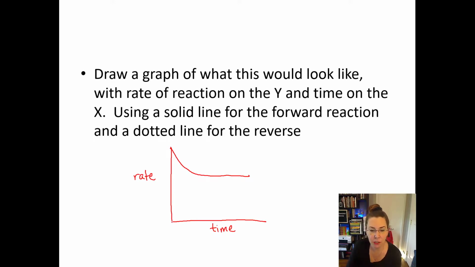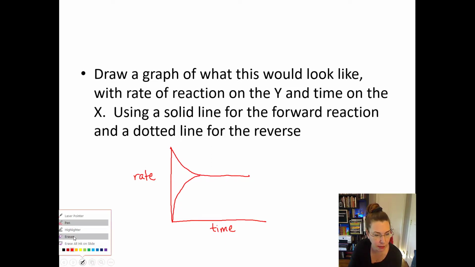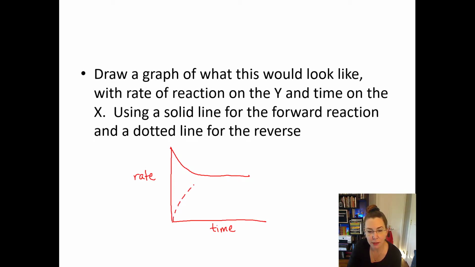Now, because this is reversible, we start off with no product to turn into reactant. Whoops, sorry, that was supposed to be a dotted line, wasn't it? Let's fix that. Let's make it a dotted line. So for our reverse reaction, we start off with very little product to react, but as the reaction proceeds, we have more and more of that product that can turn back into reactant.